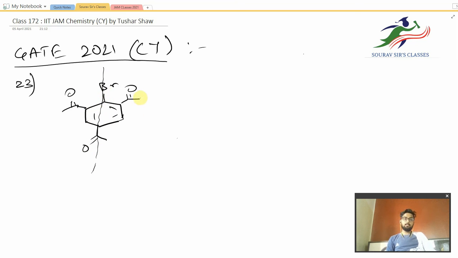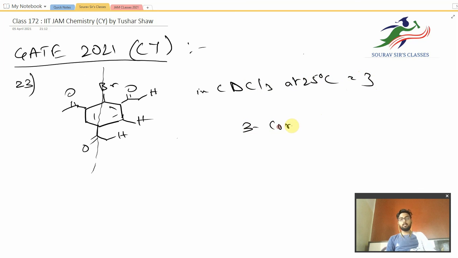Here would be one type of hydrogen, here one type of hydrogen, and here one type of hydrogen, and therefore the total number of signals in this compound in CDCl3 at 25 degrees Celsius is equal to 3. So 3 would be the correct option. This is basically a very easy question. Moving on to question number 24.